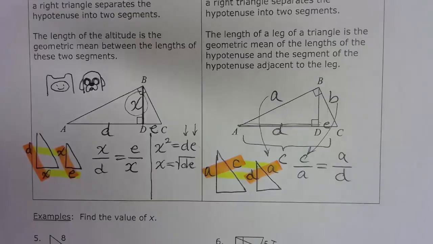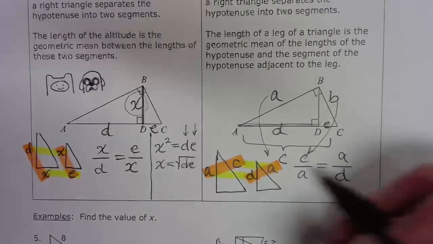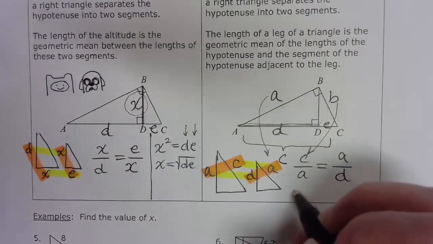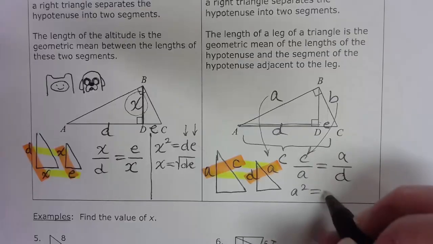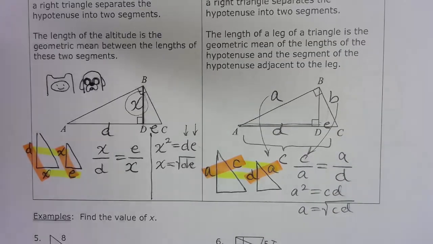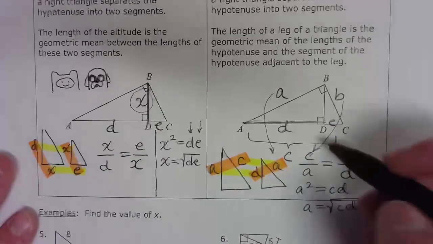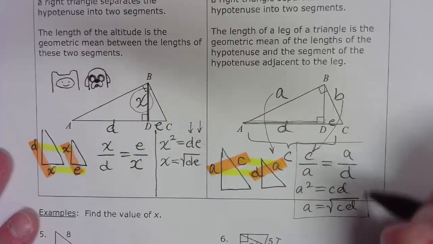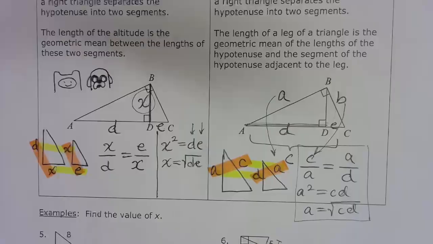Did I really just do that again? There's no way. Oh, no, that's correct. Beautiful. So anyways, you could cross multiply here to get that A squared is equal to CD, or likewise, A is equal to the square root of CD. All these forms are equivalent. Nothing is stopping you from using whichever one you so desire.